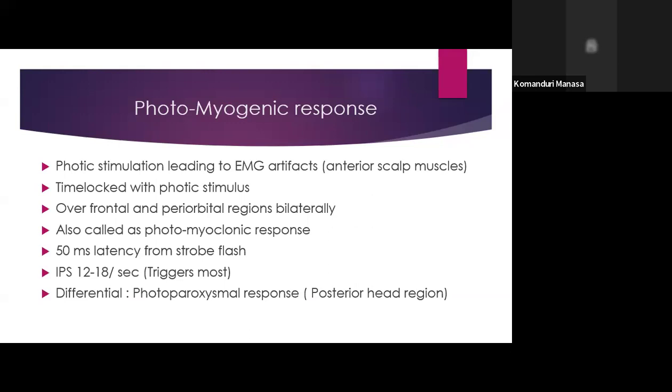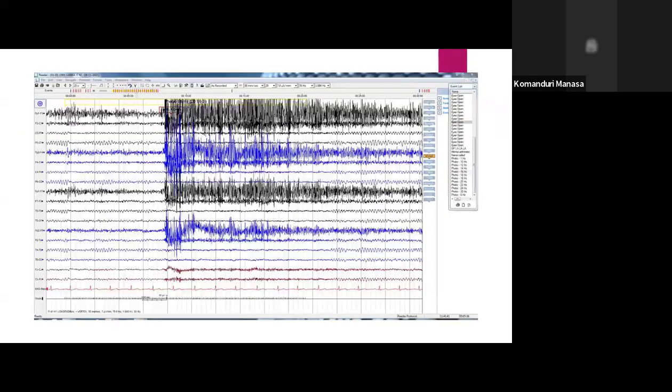This could be differentiated from the photoparoxysmal response. These are more common in the frontal chains, but the photoparoxysmal response is more seen in the posterior head region. So this is the frontalis muscle. The photomyogenic artifact is a high frequency artifact in the frontal chains alone, but the photoparoxysmal response will have spike wave activity. It is seen in the posterior head region.